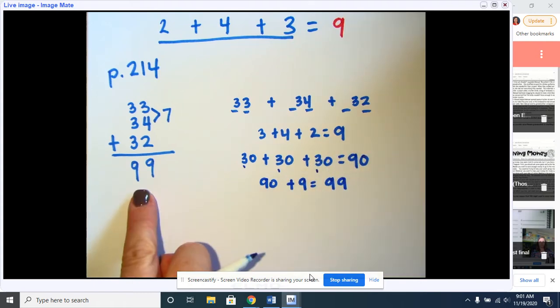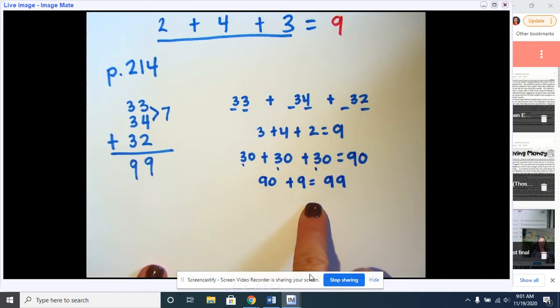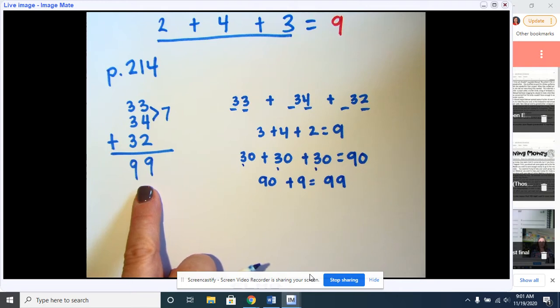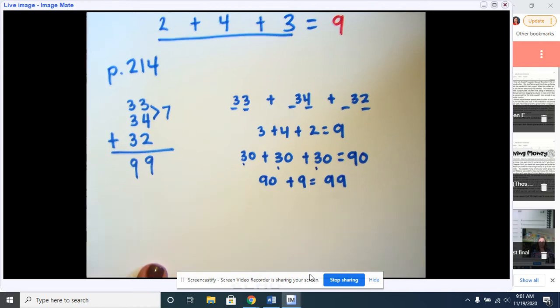So this is just the standard algorithm. This is tens and ones. In my opinion, the standard algorithm is the best, most efficient way, but you can do it however is best for you. All right, this was number 1. We're going to do 3 more.